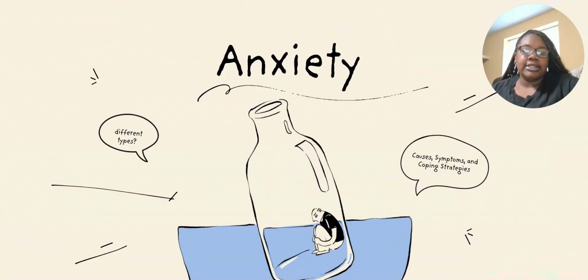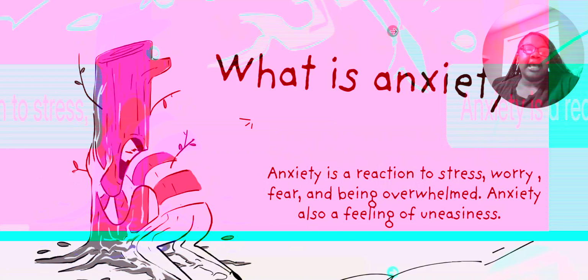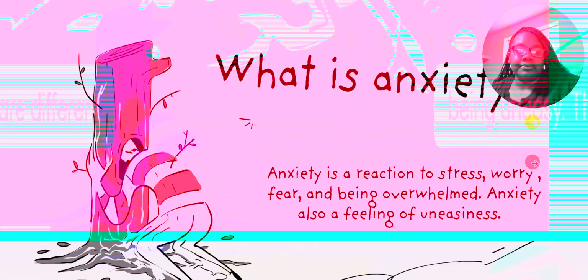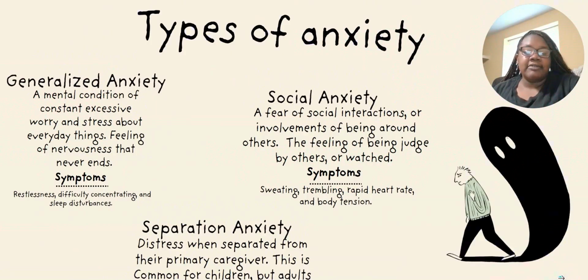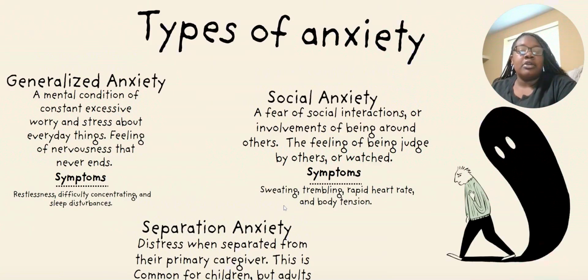My name is Mazaria Easter, and today I'm going to give you a formative speech about anxiety. What is anxiety? Anxiety is a reaction to stress, worry, fear, and being overwhelmed. Anxiety is also a feeling of being uneasy. There are different types of anxiety, but I'm going to talk about three. The first one is generalized, and the second one is separation, and the third is social. So, generalized anxiety is a mental condition of constant excessive worry and stress about everyday things. This can be waking up, doing day to day tasks, or going out, just worried about anything, driving, going to see someone, just living your life. And it's a feeling of nervousness that never ends. And the symptoms are restlessness, difficulty.